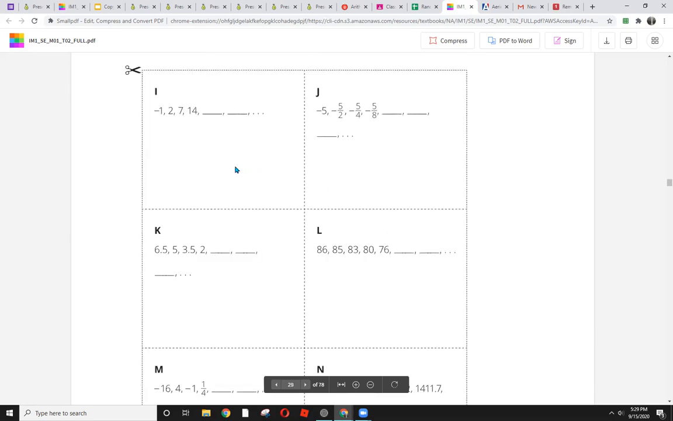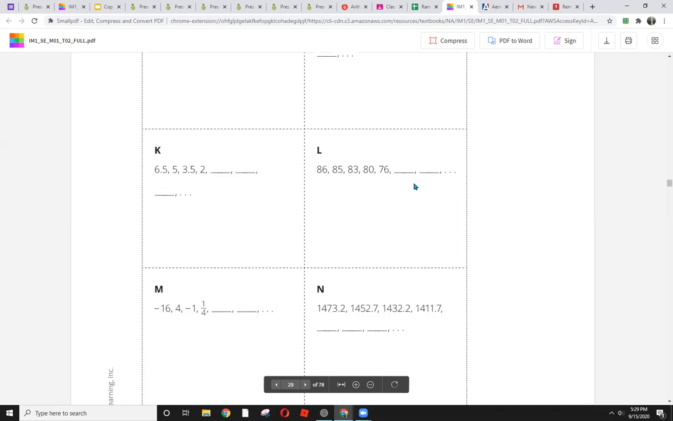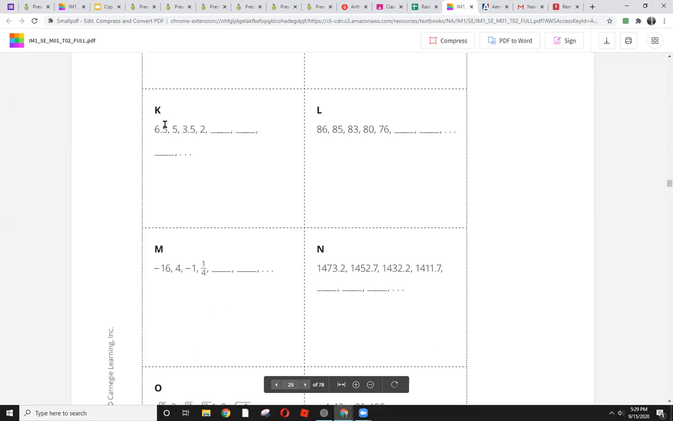Let's take a look at the next one, page 111. I, from -1 to 2, you add 3, and then you add 5, and then you add 7. Again, we are adding, but we're not adding the same number, so it's not an arithmetic sequence. J, I believe you're multiplying by 1/2. The top is multiplying by 1, and the bottom you're multiplying by 2. So it's not arithmetic.